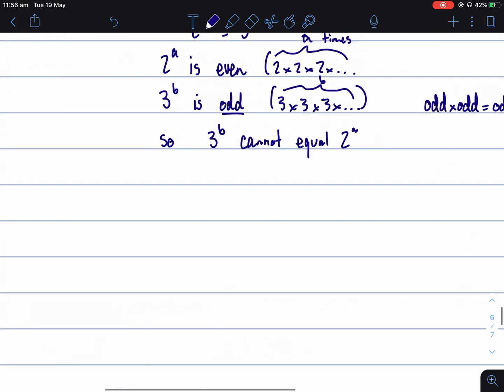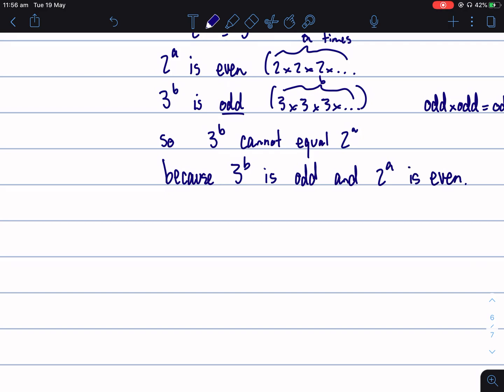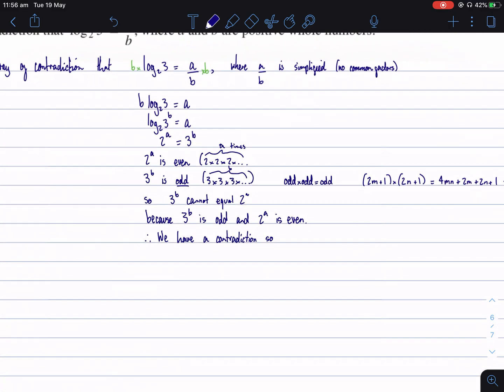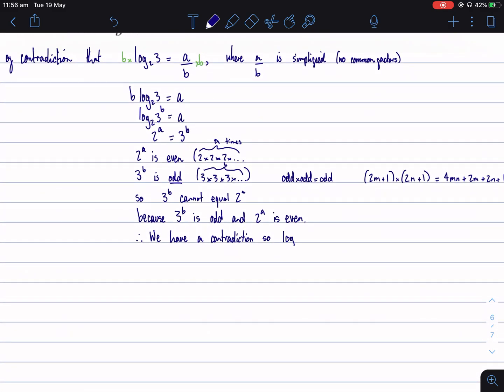Anyway, so 3 to the b cannot equal 2 to the a because 3 to the b is odd and 2 to the a is even. Therefore, we have a contradiction. So what were we starting off with? Log base 2 of 3 is irrational.